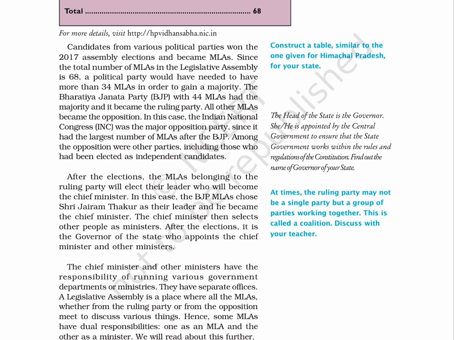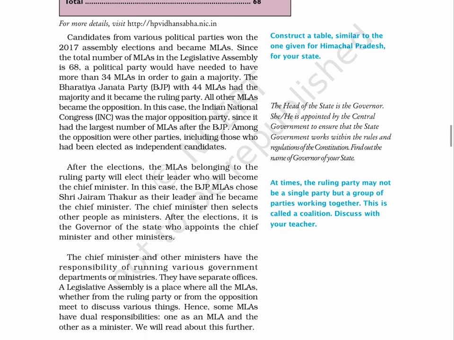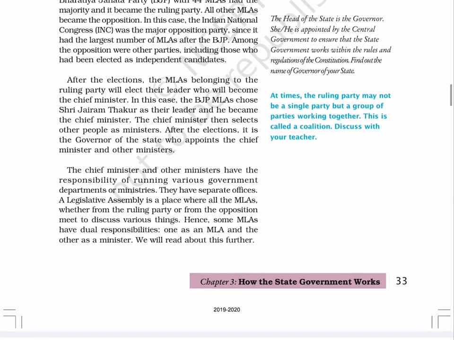At times, the ruling party may not be a single party, but a group of parties working together. This is called a coalition. Discuss with your teacher. After the elections, the MLAs belonging to the ruling party will elect their leader, who will become the chief minister. In this case, the BJP MLAs chose Shri Jairam Thakur as their leader, and he became the chief minister.